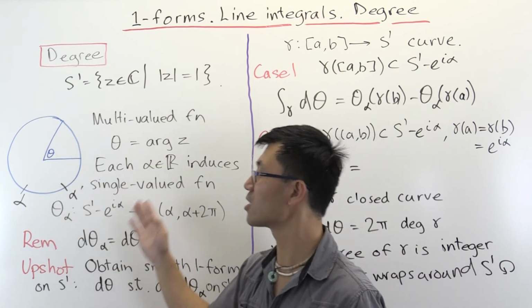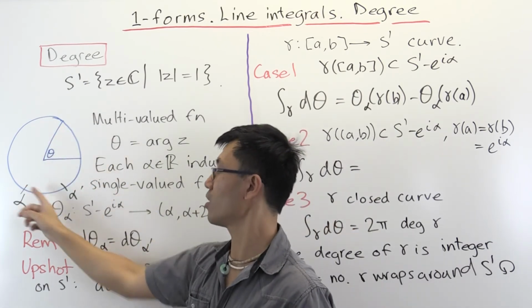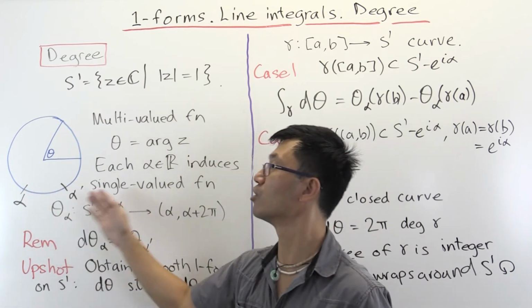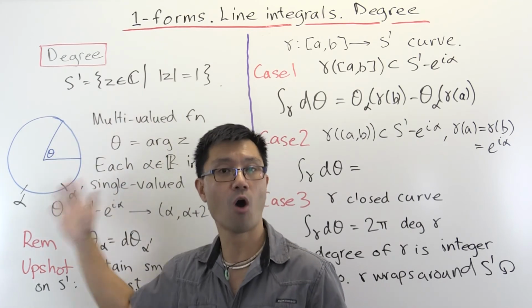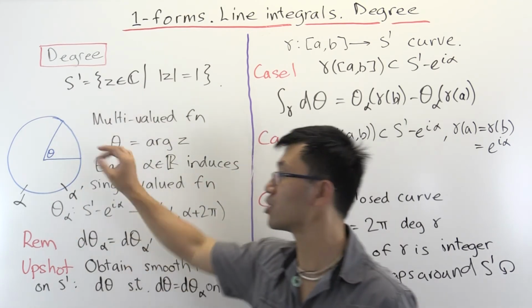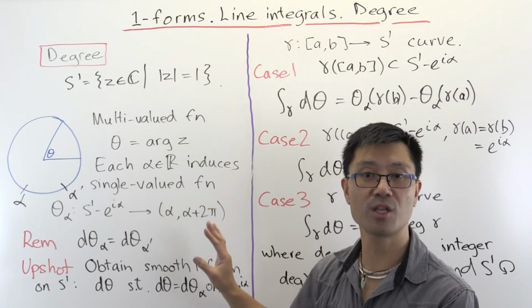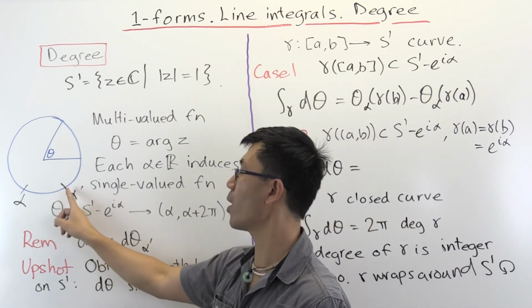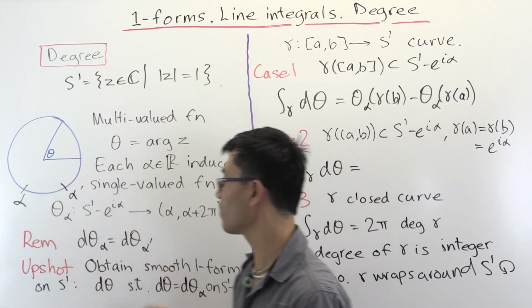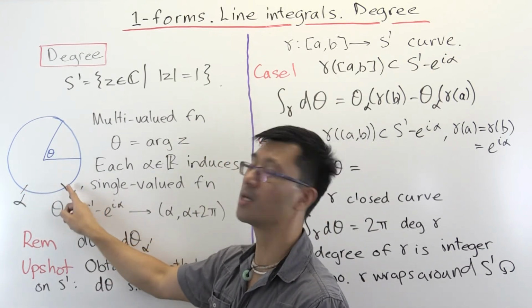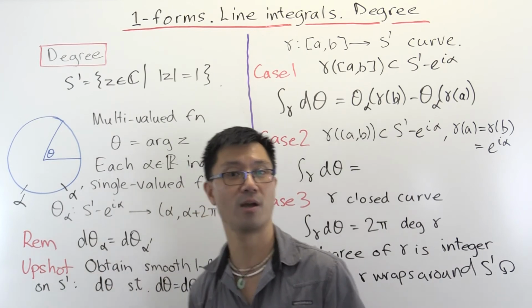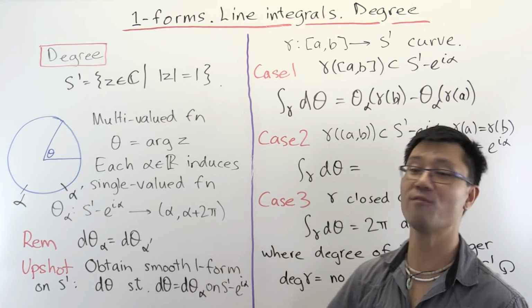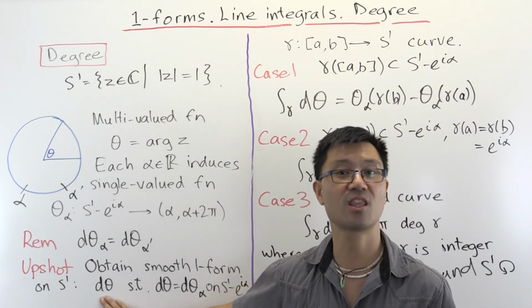So now I can use the common values, or the values of d theta alpha here and d theta alpha prime here, to define this one form on the whole of this circle. And remember, to check smoothness, that should be a local criterion. Now this is a smooth one form, so it's smooth everywhere away from this point here, and this is smooth everywhere away from this point here, so that means that this is smooth everywhere. So the upshot of all this is that we now have a smooth one form on S1, and we'll just call it d theta.